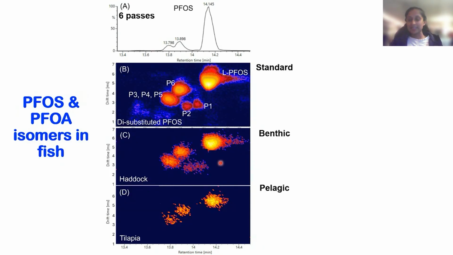And in benthic fish, I will later show who are the benthic fish and pelagic fish. But in benthic fish, we were able to see a higher amount of PFOS. And in pelagic, it's very less.